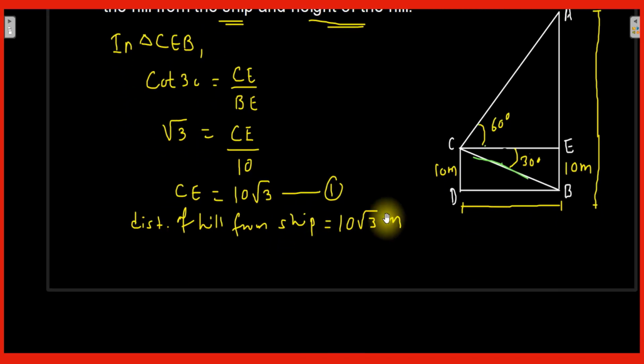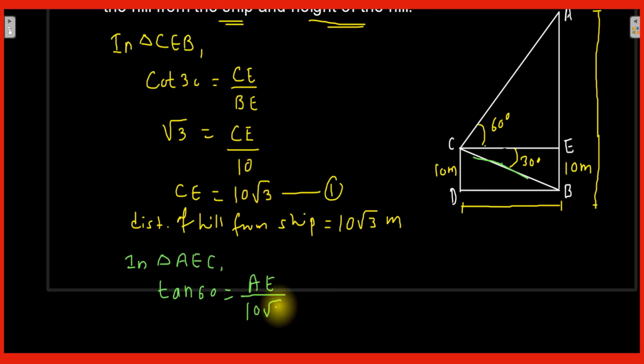Now here we will take another triangle, triangle AEC. In triangle AEC, tan 60 is equal to opposite upon adjacent. So tan 60 is equal to the opposite side, that is AE, upon the adjacent, that is CE. But CE is what? 10 root 3, so it will be 10 root 3.